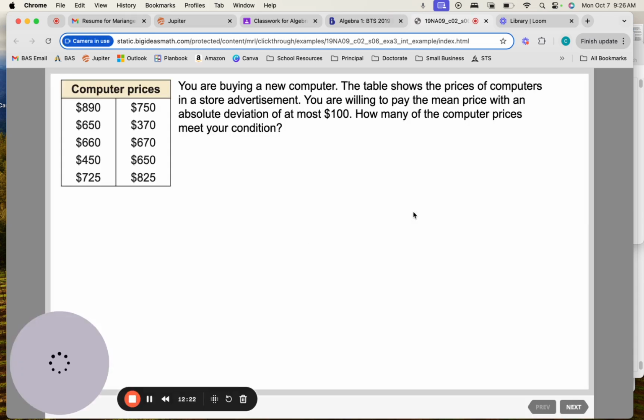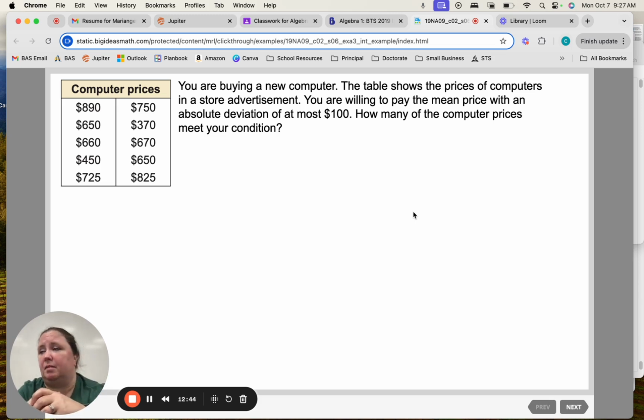Was this 3? Example 3? Yeah. Write it in your journals. Example 3, you're buying a new computer. The table shows the prices of computers in a store advertisement. You're willing to pay the mean price with an absolute deviation of at most $100. How many of the computer prices meet your condition?